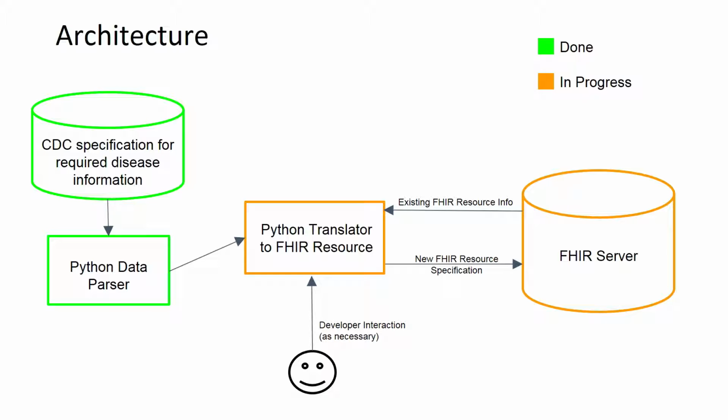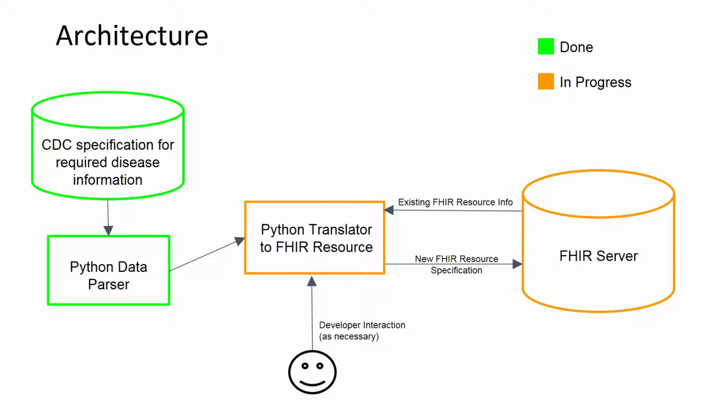Here is the architectural diagram of our project. The information provided to us from the CDC is stored as a series of CSVs. The user can feed one or more of these CSVs into our data parser, which processes the disease data into a format our app can use. From there, it will be passed to the translator, which leverages existing resources stored in our FHIR server to pass back existing configurations that match the input data fields.